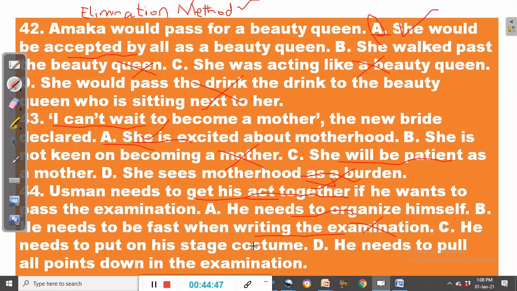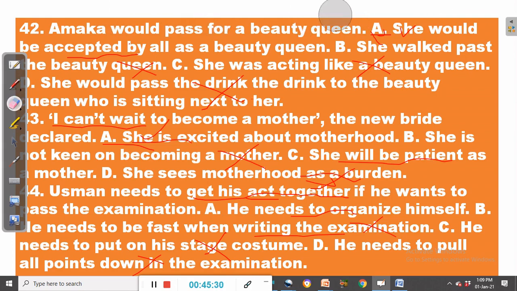C, he needs to put on his stage costume. He's not going to act. So it's not about acting. So it's not a stage. He's going for an examination. So we can eliminate this right away. D, he needs to pull all points down in the examination. This also is quite outrageous. So you can see how we can use the elimination method to confirm a likely option we have chosen. And when we have used the elimination method to nullify all the other options, then we can beat our chest that the option we have chosen is quite correct.